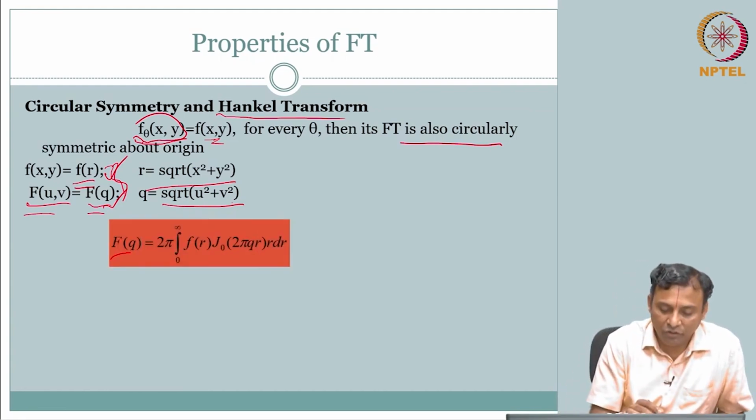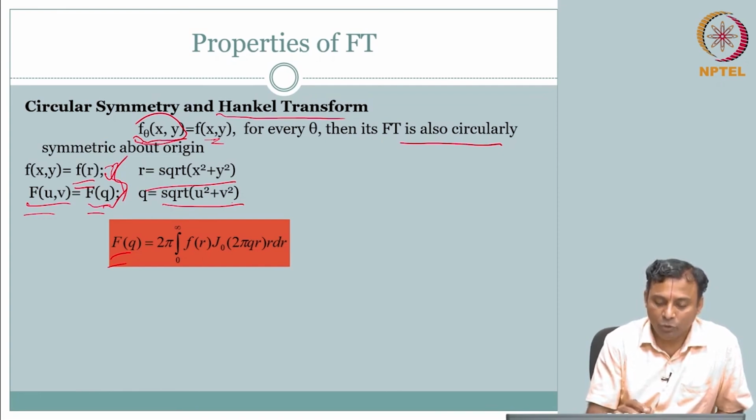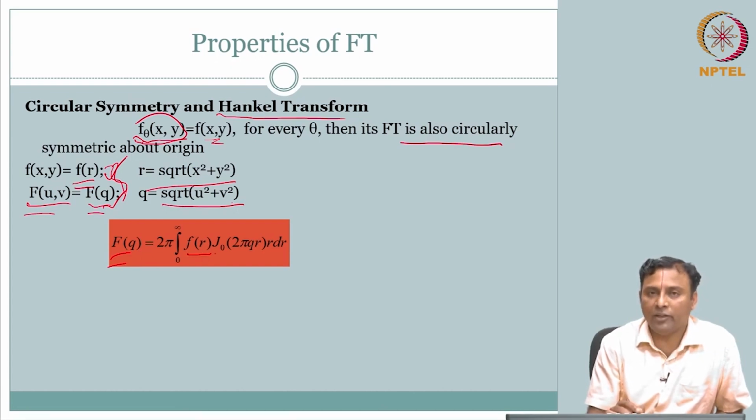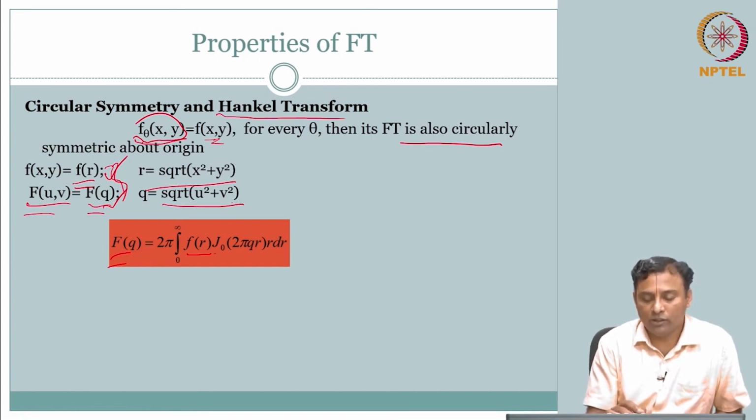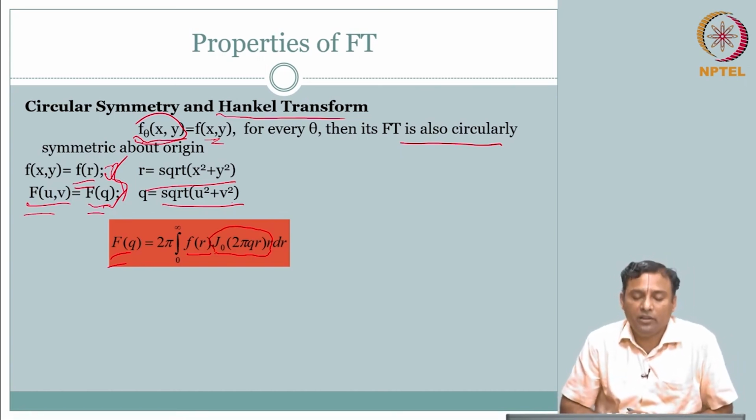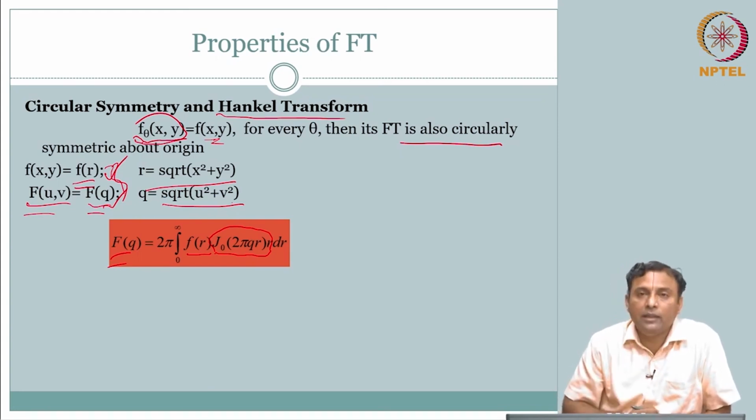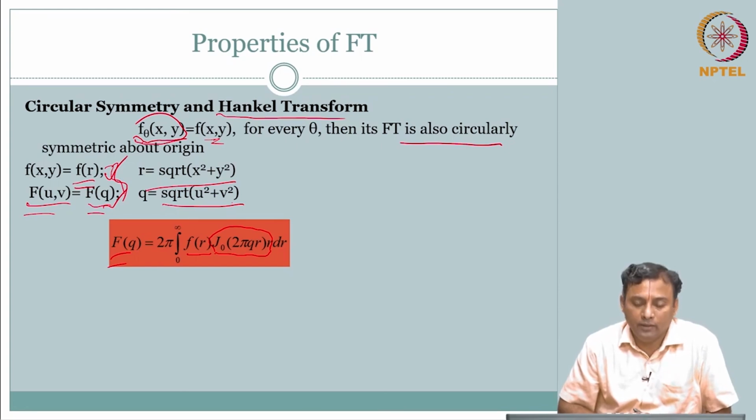Instead, F of q is 2 pi times the integral from 0 to infinity of f of r. Remember, in Fourier transform, we had complex exponentials, right. The signal was multiplied with e power minus j, but here what do you see? The variable, this is dr, but what do you see? J naught of 2 pi q r, the argument being 2 pi q r. So, this is nothing but a 0th order Bessel function of first kind, okay.